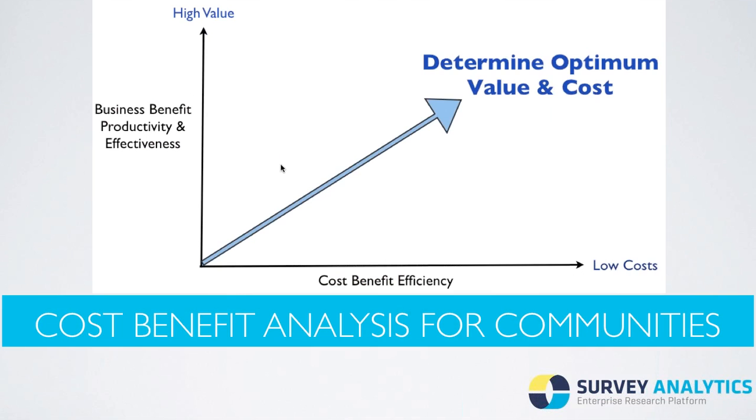So let's go ahead and take a look at the cost and benefit analysis for panel. Everyone knows that when you're taking on a community solution, it is going to cost you money and it's going to take some time to build and maintain. You will need to do a cost benefit analysis for your own company and decide whether you have the right resources in place to reach that optimum value and cost for your investment in your solution. So here's just a quick graph that you can see. You're looking at business benefits, productivity and effectiveness, and you're also looking at the cost benefit efficiency. If those two meet together, then you've got your optimum value and your cost.